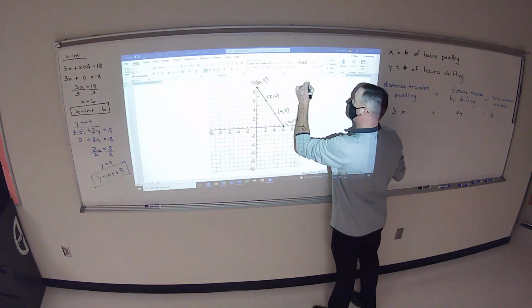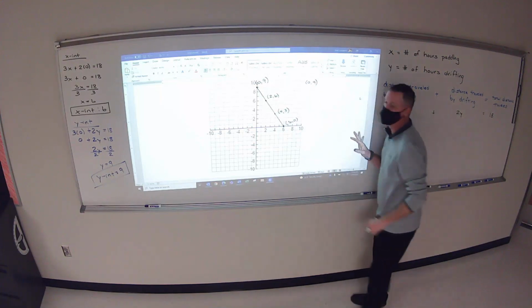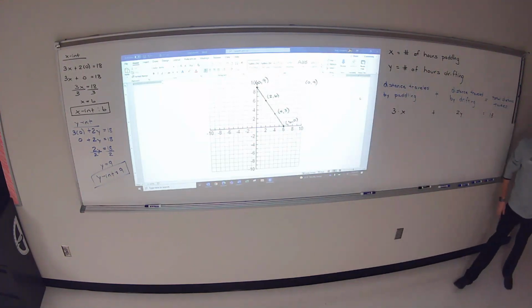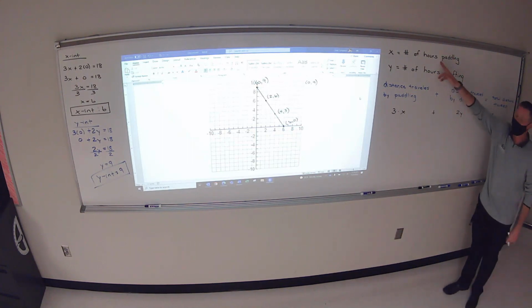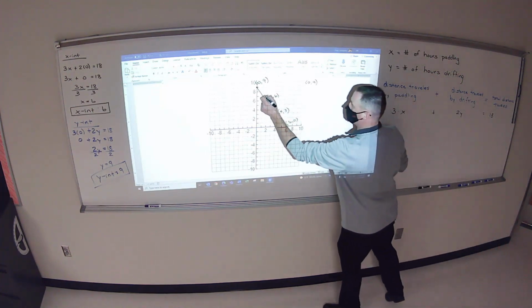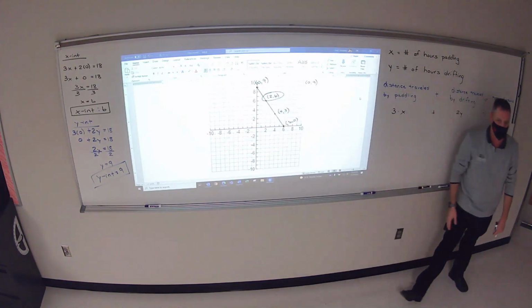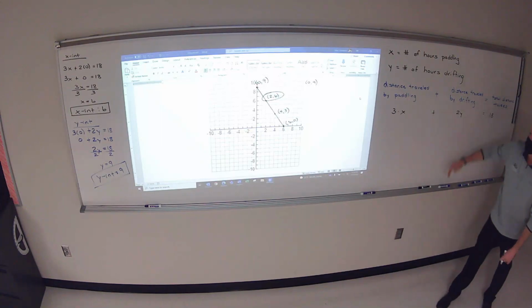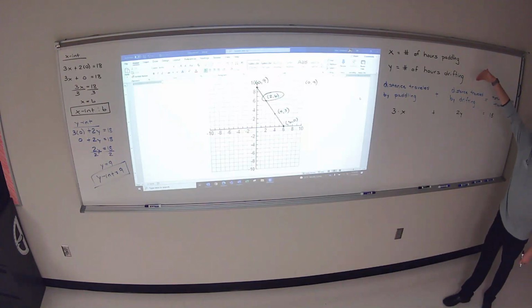So somebody tell me, what is 0, 9 going to be described as? Serena: 0 hours of paddling. There you go. You could say 0 hours of paddling and 9 hours of drifting. All right, somebody tell me, what is the ordered pair 2, 6 going to represent? 2 hours of paddling and 6 hours. There you go, 2 hours of paddling and 6 hours of drifting.